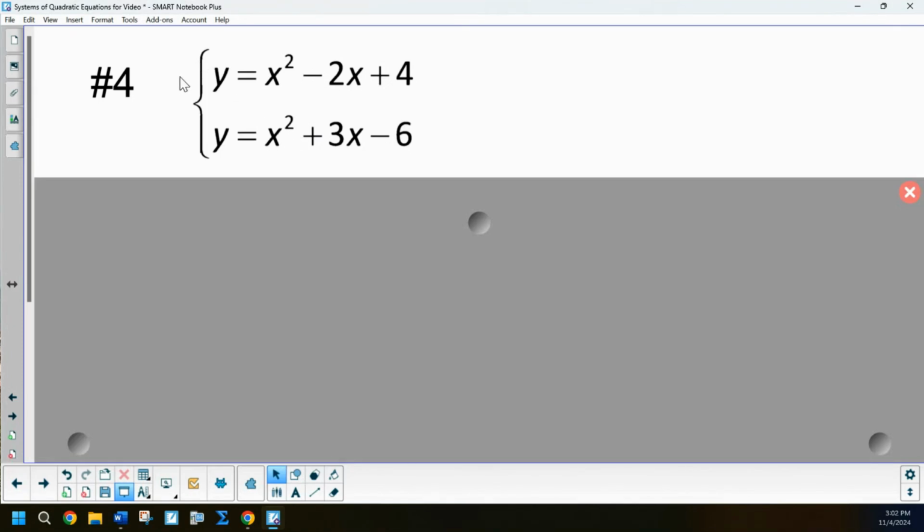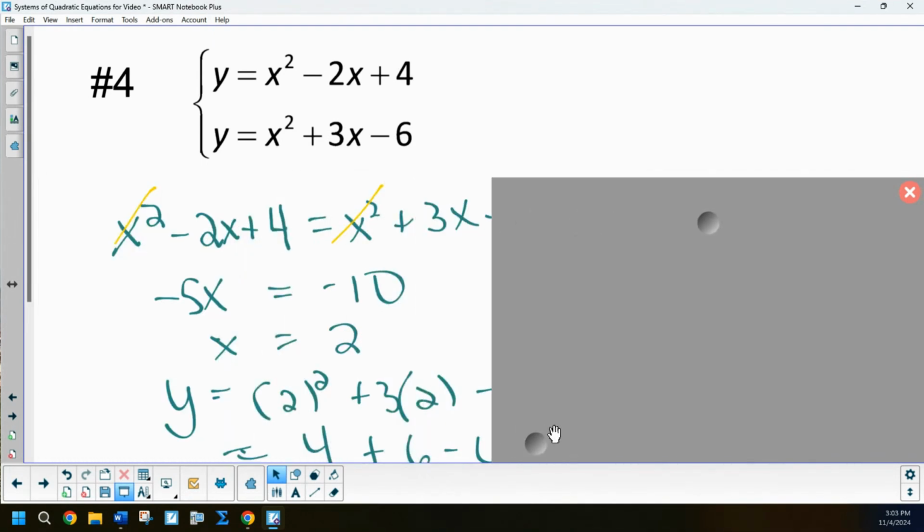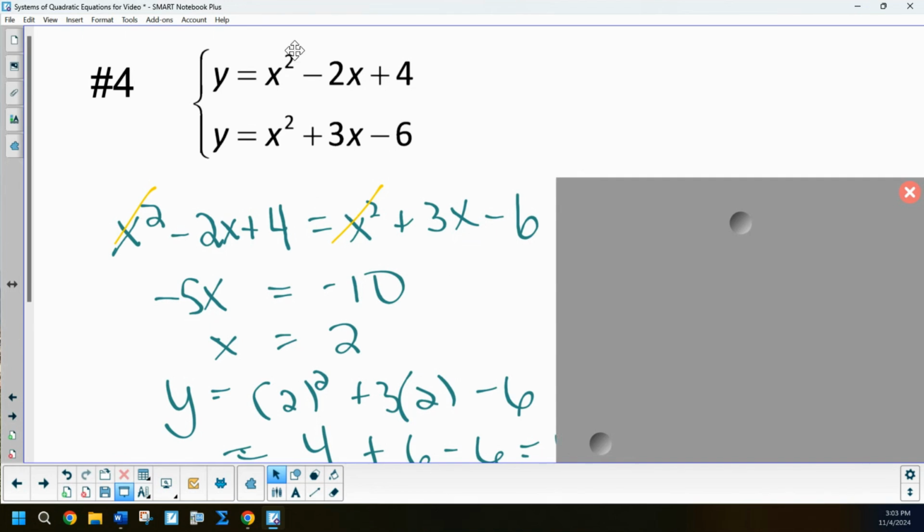I think if you took the top equation and multiplied it by negative 1, that would allow you to get rid of both the y's and the x squareds, and you would just have x there. So this one would actually work fairly well with elimination, but I believe I still did this with substitution. So let's see what I did here. Yes, I did substitution. So I took this part here and I substituted it in for this y here. And so that's where I get x squared minus 2x plus 4 equals x squared plus 3x minus 6.